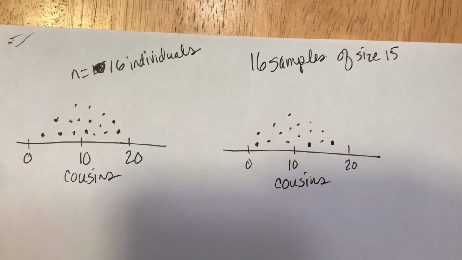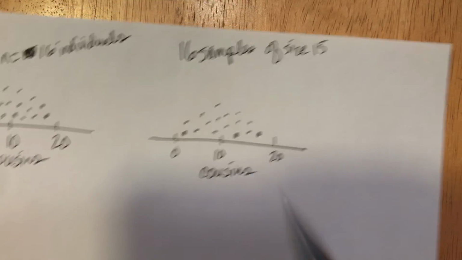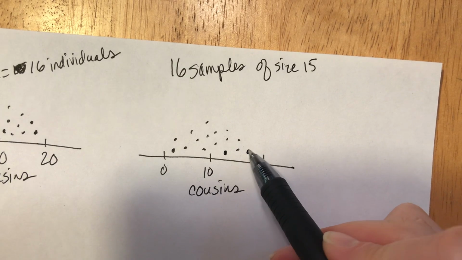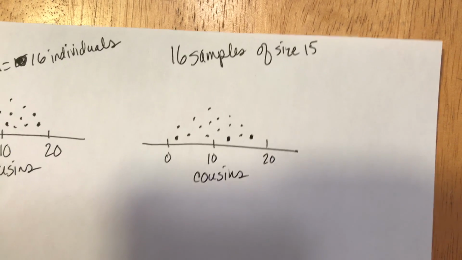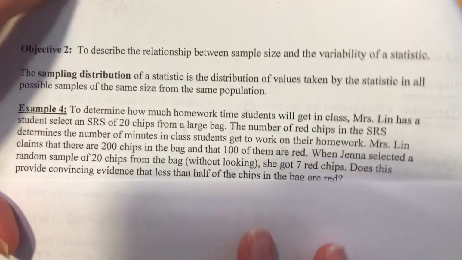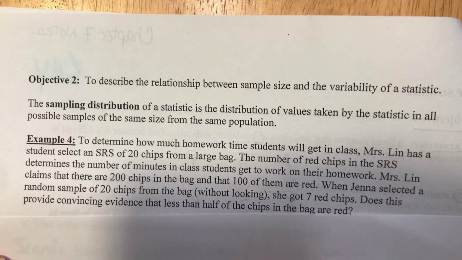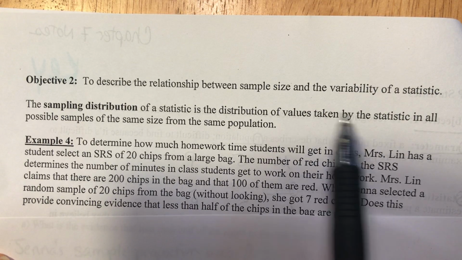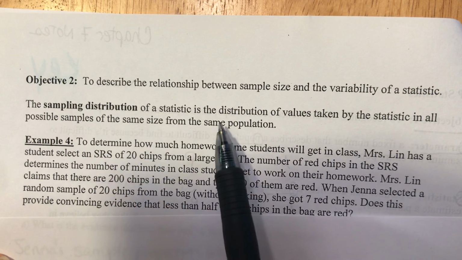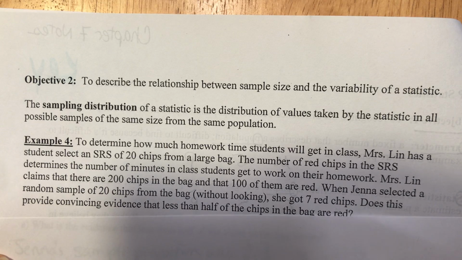Based on that, that's sampling variability, how the samples vary. This sample average varied from this sample average, which varied from this sample average. So what we want to do is look at a sampling distribution. The sampling distribution of a statistic is the distribution of values taken by the statistic in all possible samples. I just showed you that problem with the cousins. I showed you a sampling distribution.